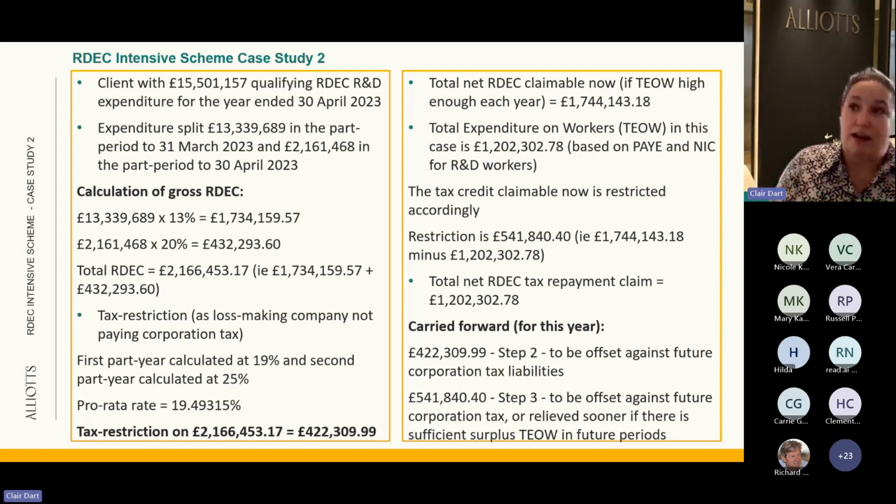We then have to look at the tax restrictions, so that notional tax charge that I mentioned. The first part of the year, old rates of corporation tax, so that's 19%. Second part of the year, it's not a small company, it's a large company, and so the 25% rate applies. And so what we do is we prorate those to give us a prorated rate of 19.49, which is applied to our 2.1 million to give us a tax restriction of 422,000. So the net claimable now under the RDEC is 1.744 million.